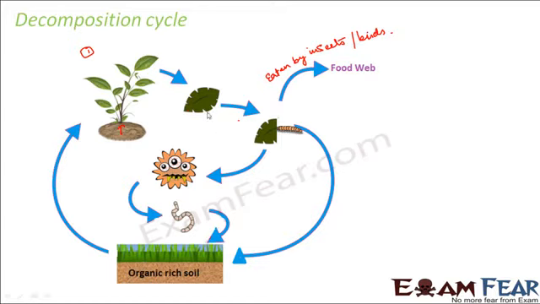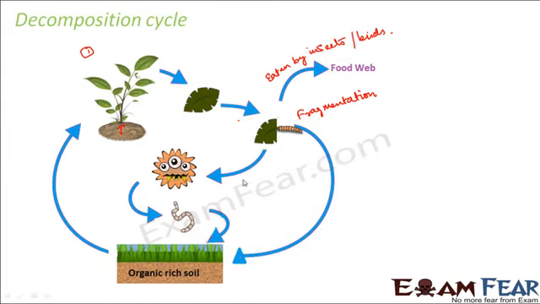However, some of the leaves might not be eaten by any other animal, and they just remain there on the soil. So what will happen to those leaves? Those leaves will then be acted upon by the first step. Remember the first step of decomposition? Fragmentation. So the leftover leaves will undergo fragmentation. That is, the detritivores like earthworms will break it down into smaller particles.